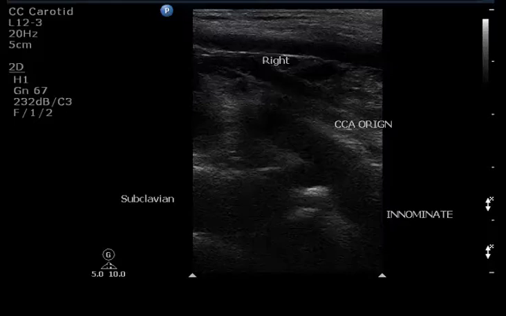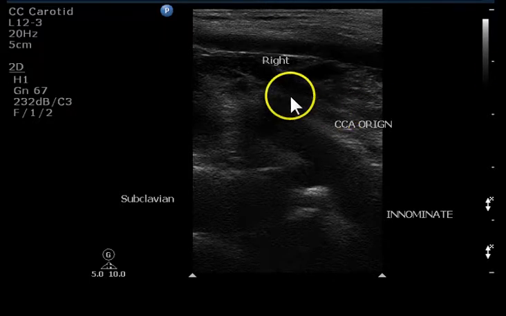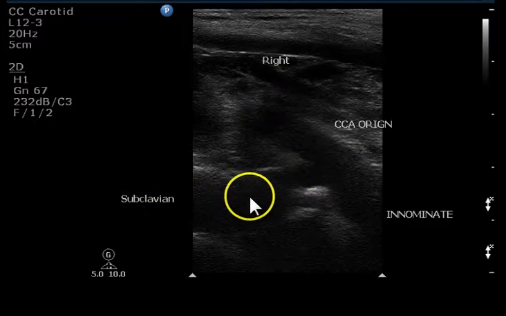This is an ultrasound exam of bilateral carotid arteries. This first image demonstrates the origin of the common carotid artery on the right. So we see the innominate, or sometimes referred to as the brachiocephalic artery, dividing into the subclavian artery and the common carotid artery. Common carotid artery here, subclavian here, innominate in this area.